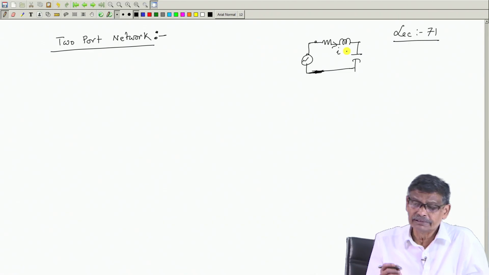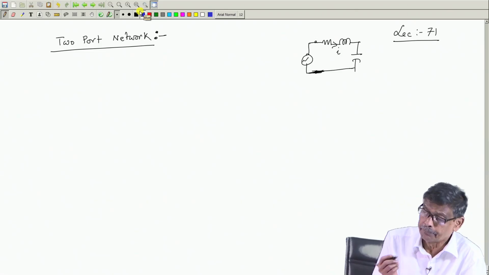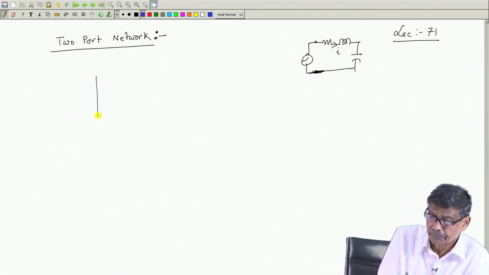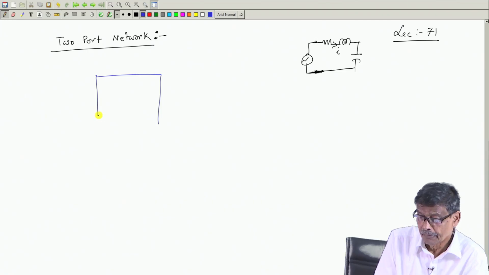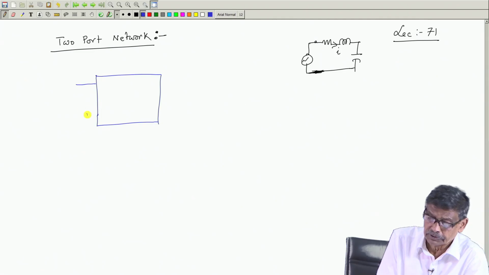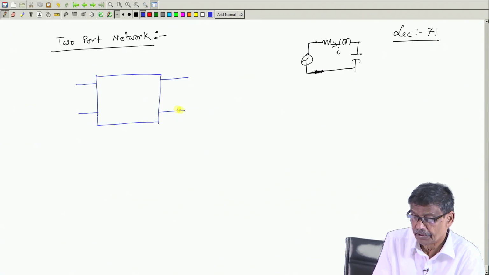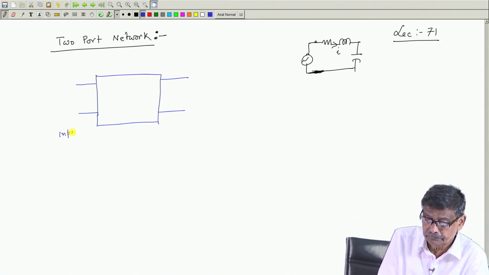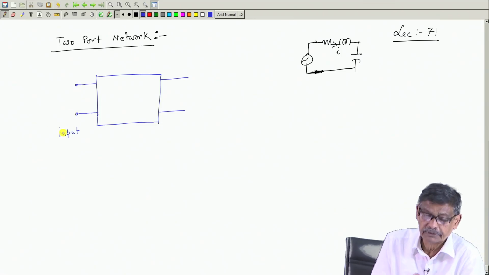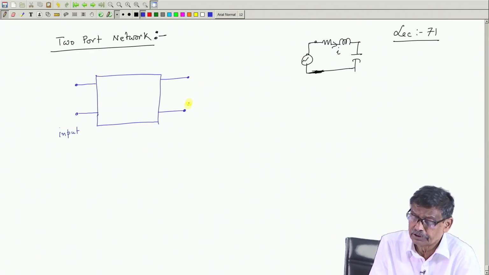You excite it and maybe your current is the output. But what is a two port network? A two port network, as a black box, first I draw, will be a network where two terminals will be available for input. Across these two terminals you connect the input voltage source or current source, and across these two terminals you get the output.